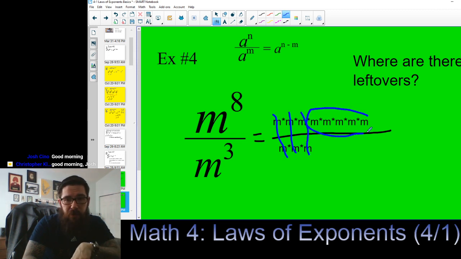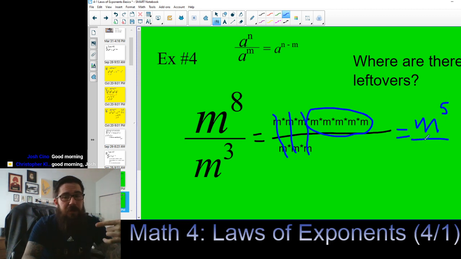What am I left over with right here? As you can see, I've got 1, 2, 3, 4, 5 m's. You could write m to the 5th. And then what's in your denominator? When we cross-cancel those completely, there's a 1. Simplify your final answer, m to the 5th. There you go.